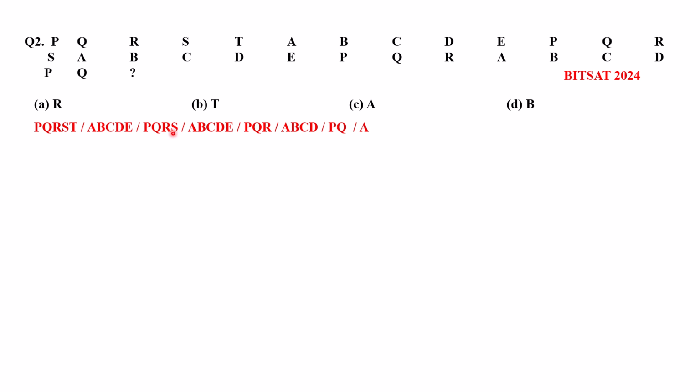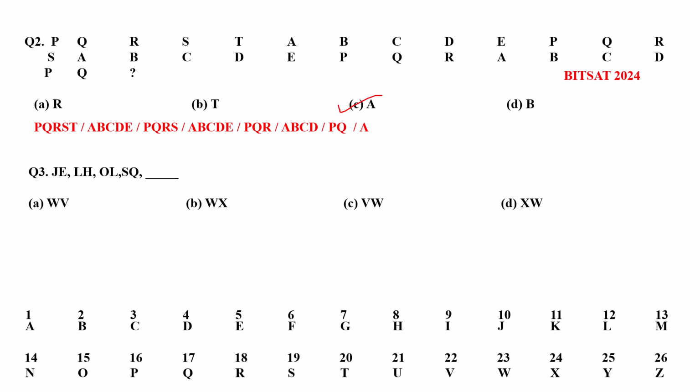PQRST, ABCDE. Then PQRS, again ABCDE. Then PQR, ABCD. Then PQ. So from PQRST, one letter they are dropping, isn't it? So after PQ, now what will come? After PQ obviously now A will come, and the complete series will be ABCD, because ABCD is repeating twice and then they are dropping one letter. So here after PQ, A will come. So C is the correct option. Now moving to the next question.